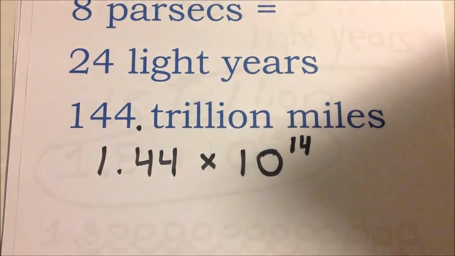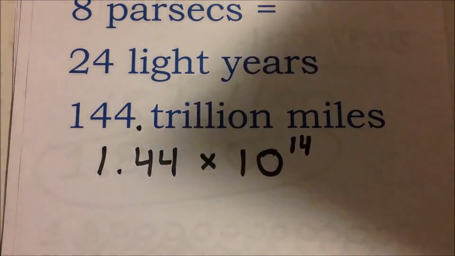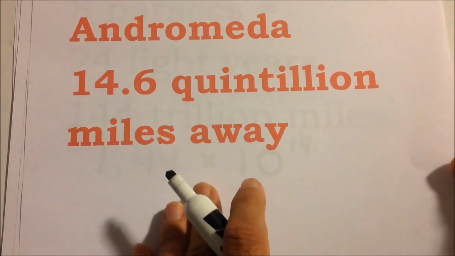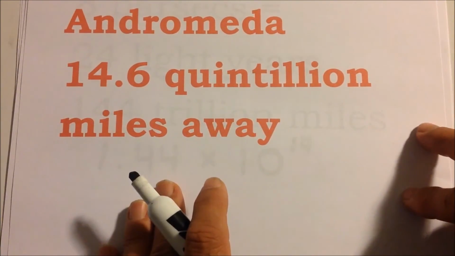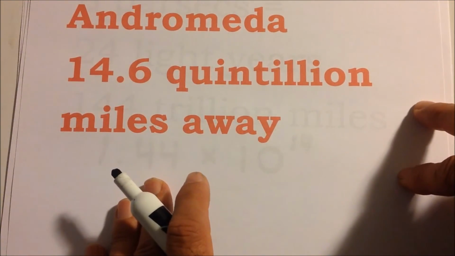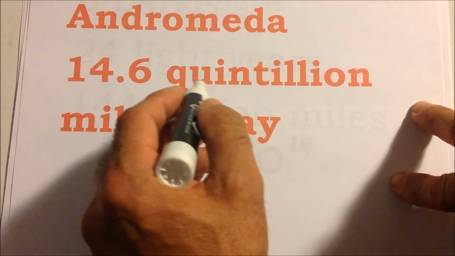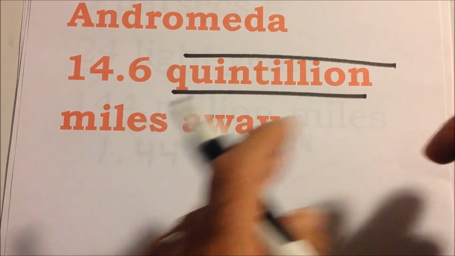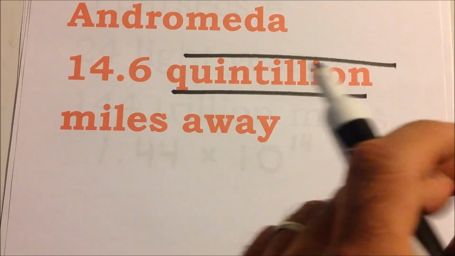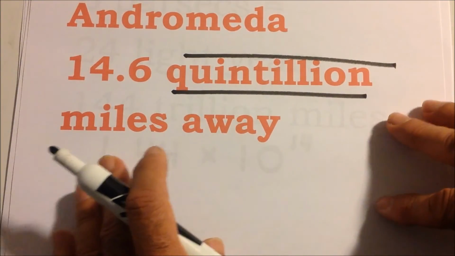Now, there are even greater distances out there in the galaxy, in the universe that is. Outside our galaxy, the Milky Way, there's another galaxy. Our nearest galaxy is called Andromeda. And Andromeda is so far away, it's 14.6 quintillion miles away. Not a trillion, quintillion. It will take light actually 2.5 million years to get there. That's how far Andromeda is.